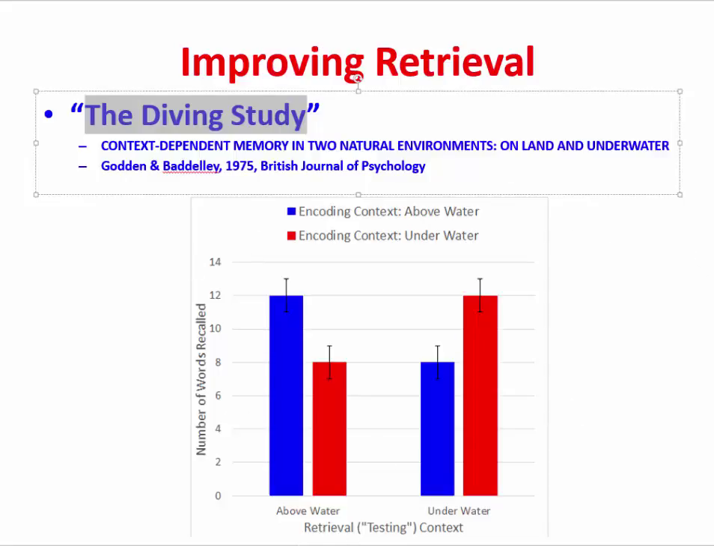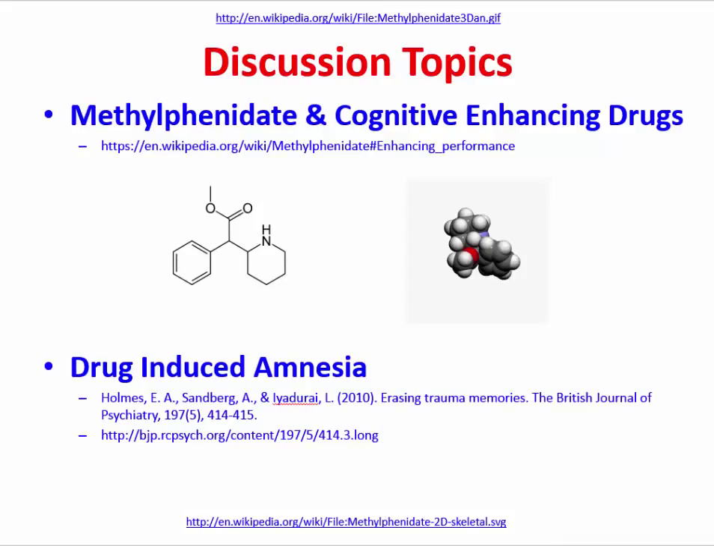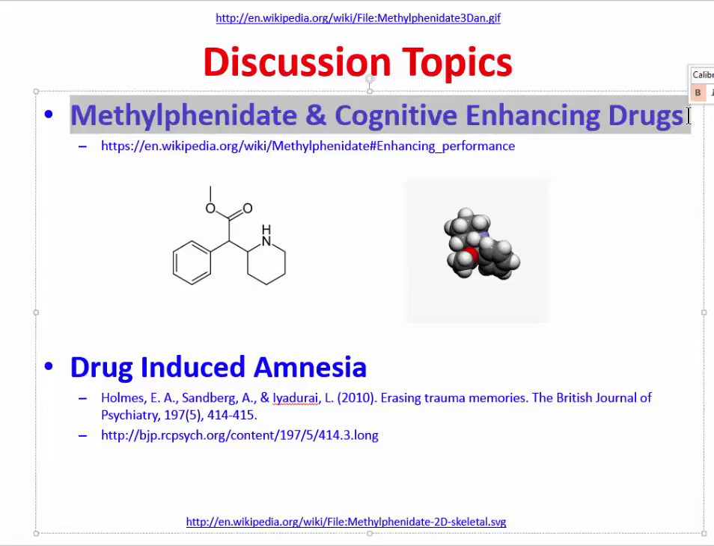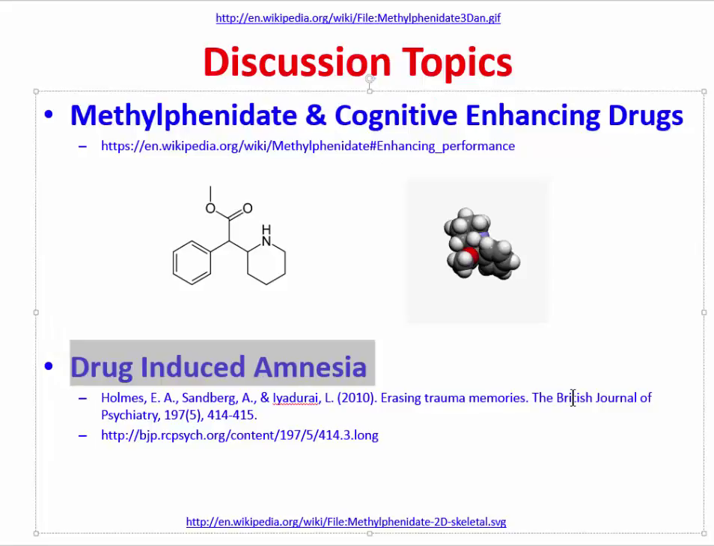Okay, so we've reviewed some of the research on how we can improve memory by matching the encoding context to the retrieval context. Topics for discussion that I will not elaborate on here, but interesting ideas have come up recently on the use of methylphenidate as a cognitive enhancing drug. You might know certain students who have taken methylphenidate as a cognitive enhancing drug. It makes for a very interesting discussion. More recently, there's been a lot of conversation about drug-induced amnesia, particularly as it pertains to erasing traumatic memories, perhaps for people who are struggling with PTSD or other kinds of traumatic memories.